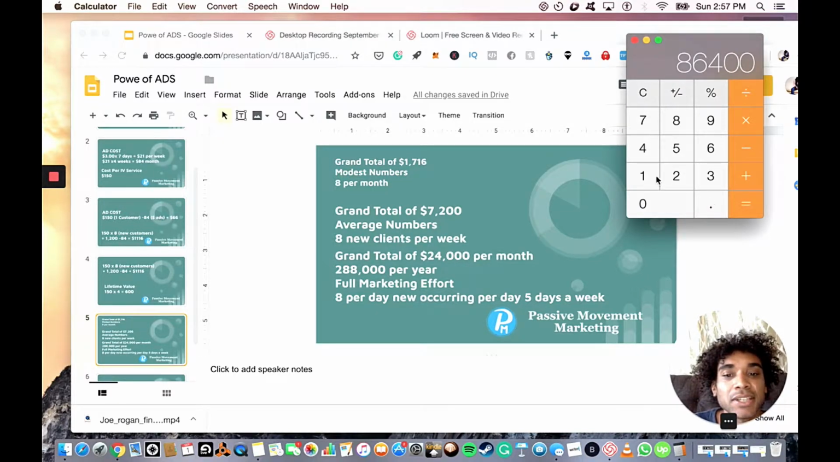But let's get crazy. Let's say we really push it. Like, we love ads. We're trying to go for a number. We want eight people to come in per day based upon the ads we spend. I'm not going to do lifetime value on this, but let's just shoot for it. Let's say it's a combination of lifetime value plus new people coming in. We're getting eight people per day, and we're open 5 days a week.